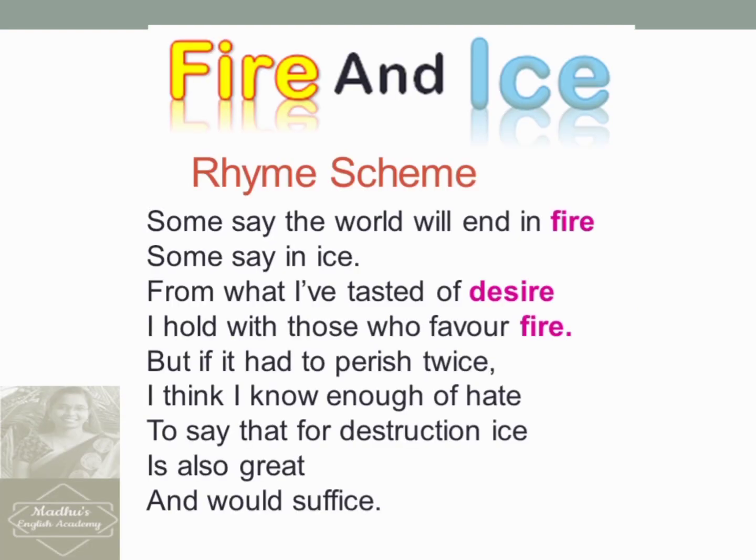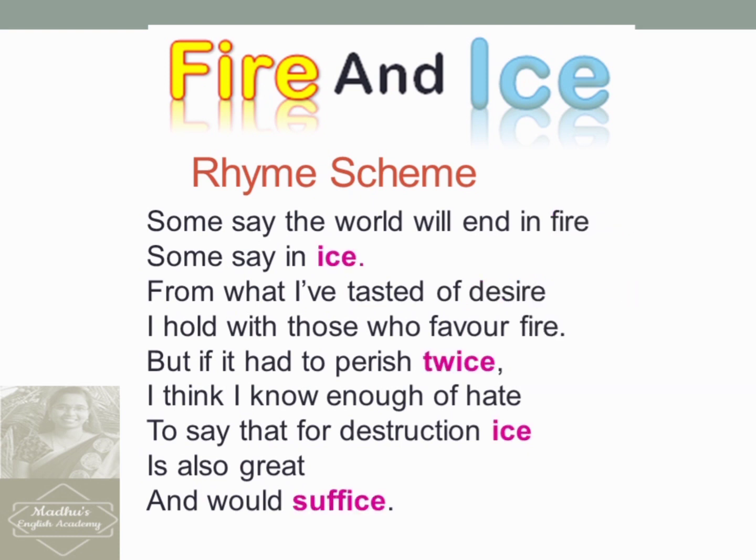Time to learn the literary devices in the poem, children. First, it is rhyme scheme, and you know very well that to identify the rhyme scheme, you should first identify the rhyming words in the poetry. So here, fire, desire, fire rhyme with each other. So we shall label them as A and A.